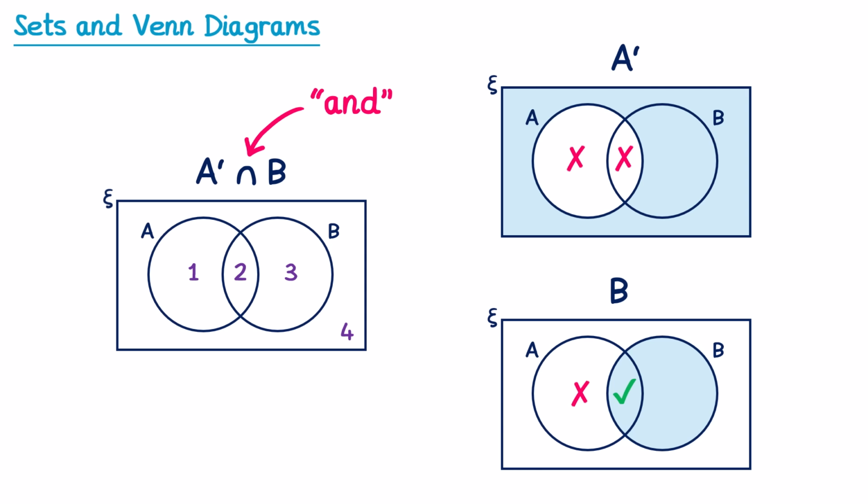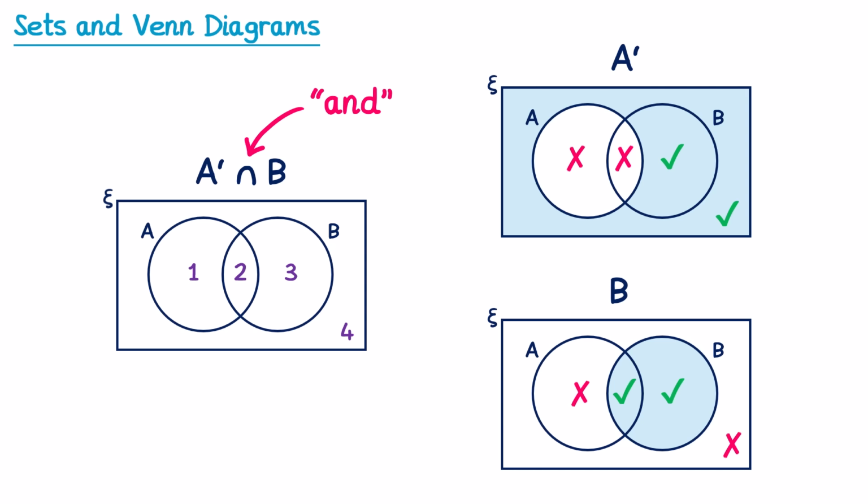Region 3, however, is in this diagram and this diagram, so it will make an appearance in our set not A and B, since it's in both of them. And finally, region 4, which is the outside, is in this set, but it's not in this set, so we don't need it. So there's only actually one region that's in both the set not A and the set B.